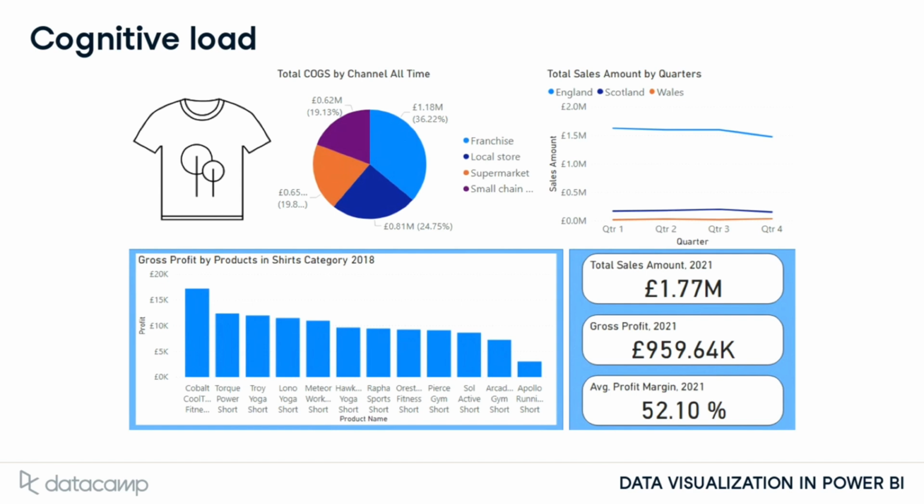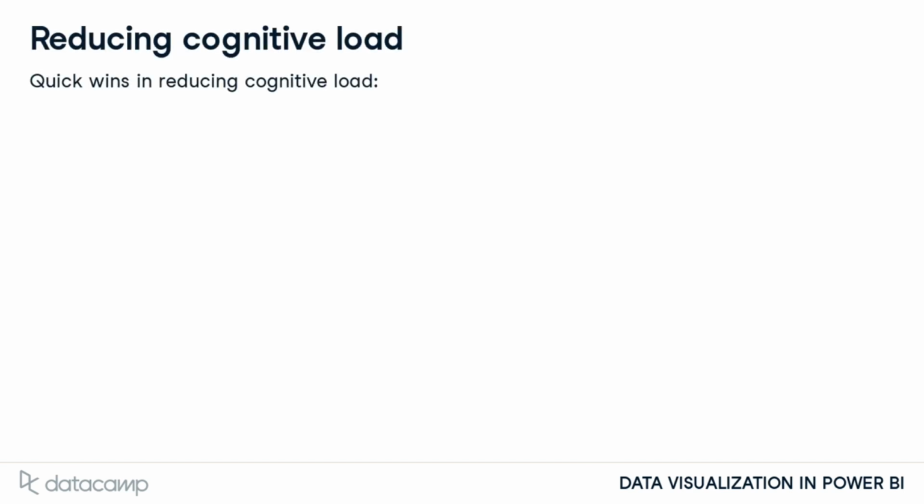at hand. In this example, we see a somewhat information-dense dashboard with a lot of extra visual noise, things that do not provide timely, relevant information. We also have at least 3 different stories being shown on this dashboard, including total sales amount grouped by quarter, the total cost of goods sold by channel at all times, and gross profit for products in a specific category for a specific year. Here are a few quick wins for reducing cognitive load, and we will return to that dashboard with high cognitive load later on with some specific guidance.